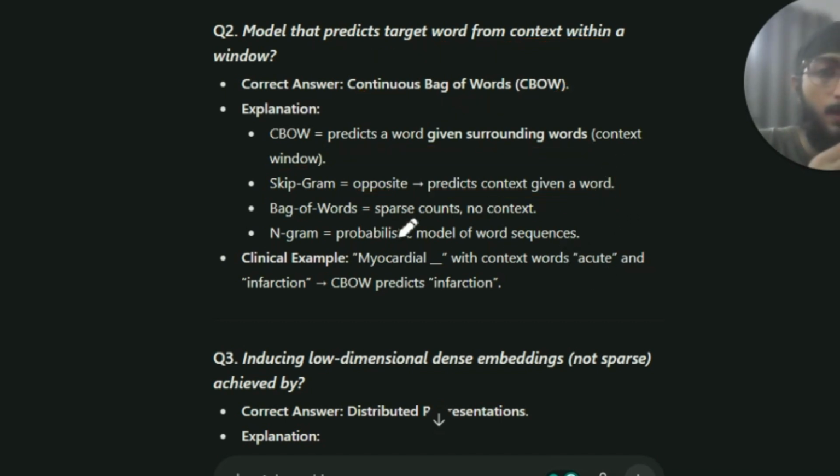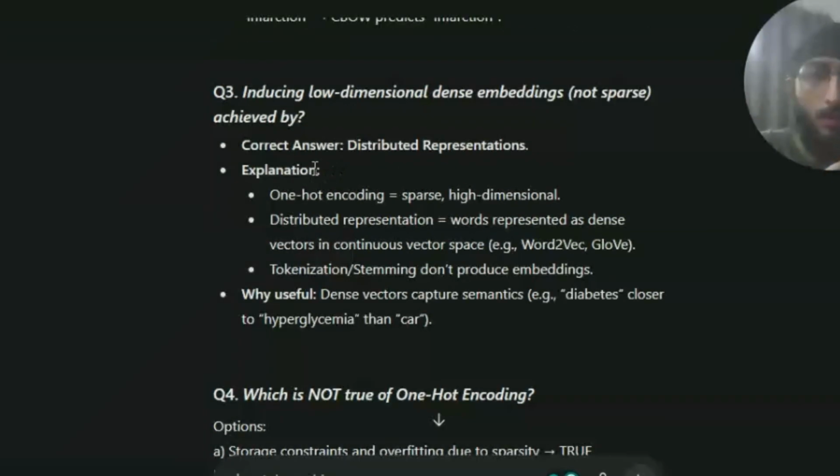Then we have the bag of words, which is sparse counts, no context. Ngram is a probabilistic model of word sequences. So a clinical example is myocardial, blank, with context words acute and infarction. CBOW predicts infarction. Now, inducing low-dimensional dense embeddings, not sparse, is achieved by distributed representations. So the explanation we'll be going over.